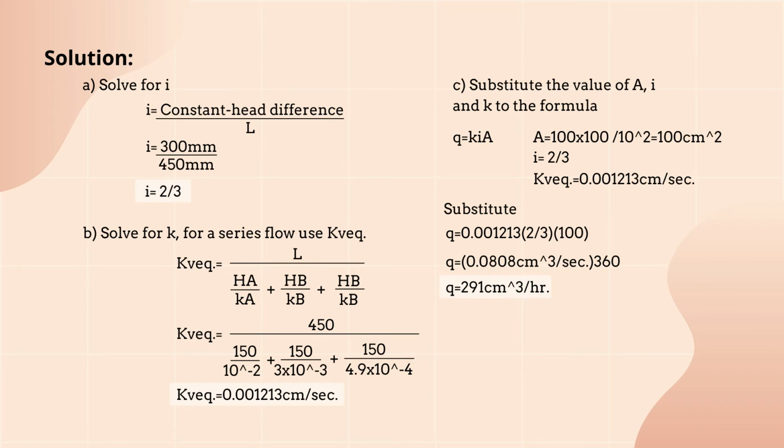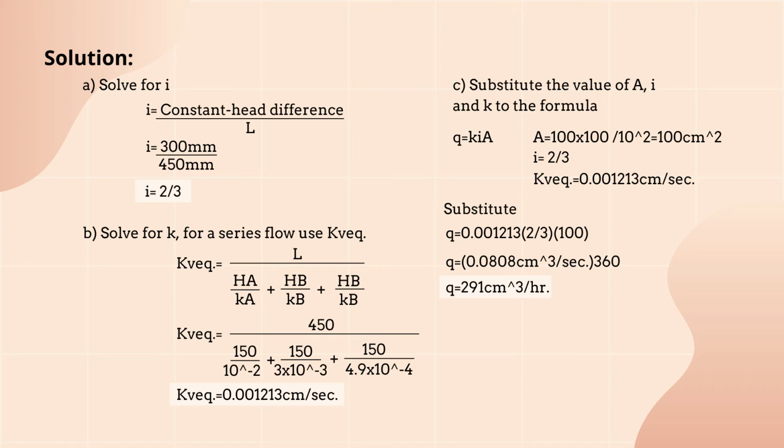So the solution is, for I, it is equal to the constant head difference over the total length. We need to substitute its values. We have the value for the constant head difference, 300, divided by L, 450, that is equal to 2/3.